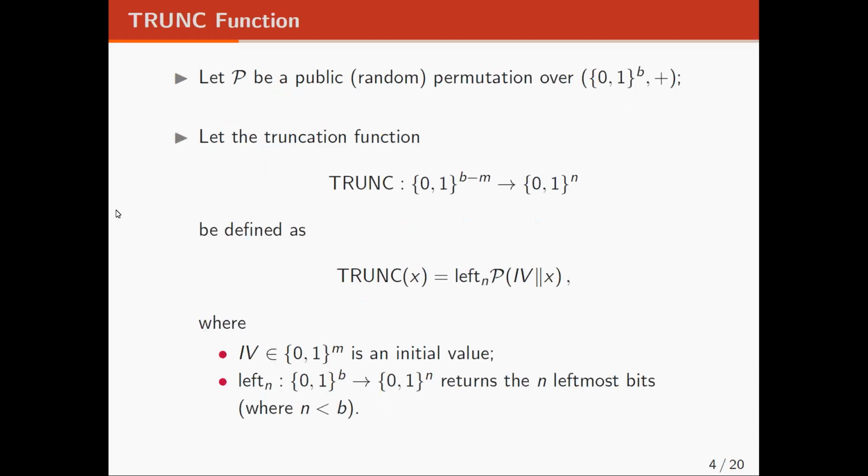Now, if we have a single permutation, we can also define other random functions, for example, the truncated function. In this case, we have a function that takes in input b minus m bits and returns n bits, and is defined in this way. We take the concatenation of the initial value and the input X, we apply the permutation, and then finally we truncate. The initial value is of m bits, and the truncation is of n bits. So we take the n leftmost bits of the output of the permutation P.